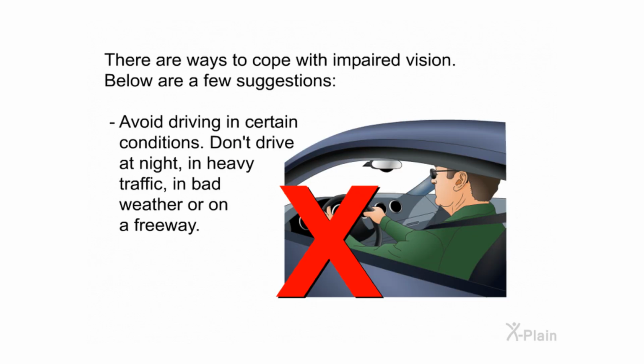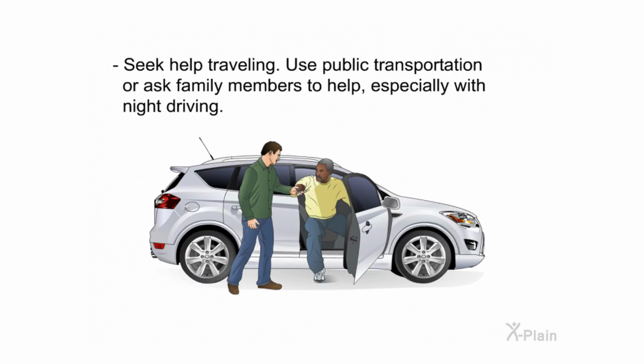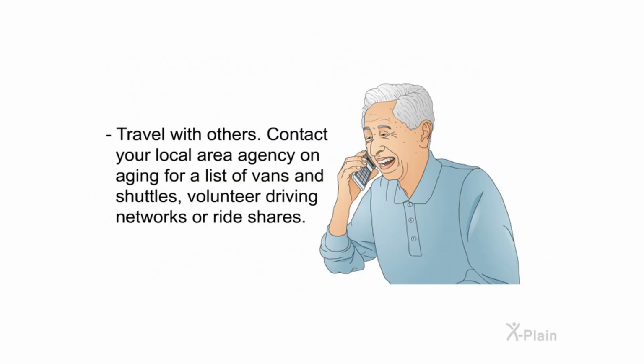Coping with AMD. There are ways to cope with impaired vision. Below are a few suggestions. Avoid driving in certain conditions. Don't drive at night, in heavy traffic, in bad weather, or on a freeway. Seek help traveling. Use public transportation or ask family members to help, especially with night driving. Travel with others. Contact your local area agency on aging for a list of vans and shuttles, volunteer driving networks, or ride shares.